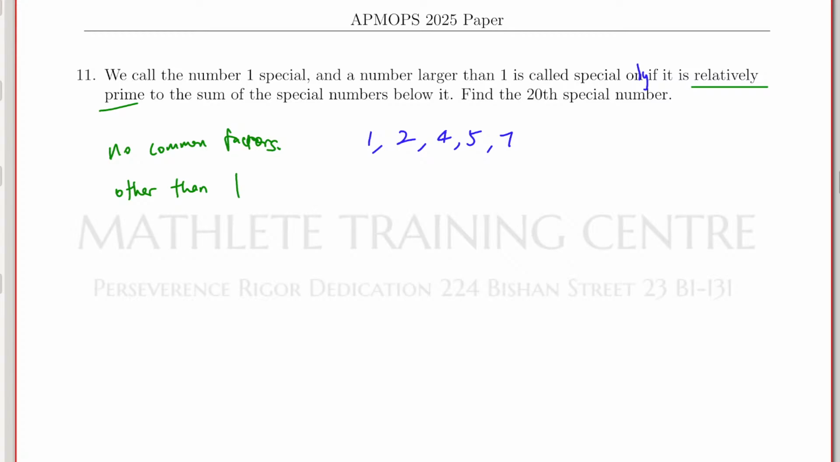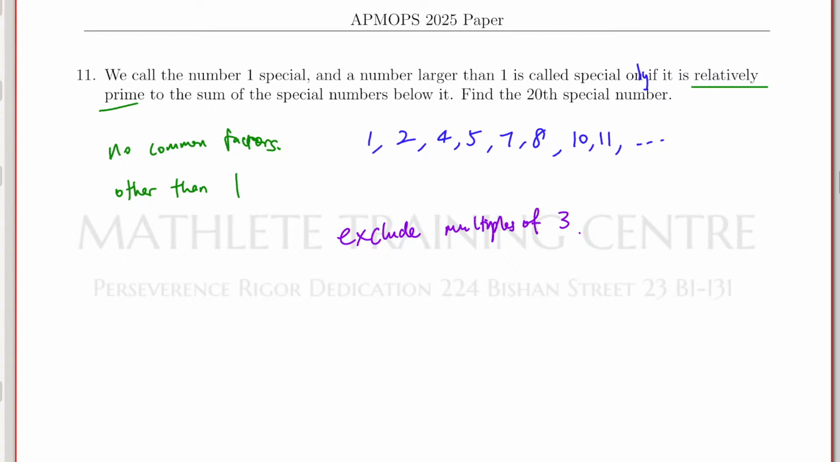19 is the sum right now. Is 19 relatively prime to 8? Yeah. Add 8 in. Now, 19 plus 8 is 27. Is 27 relatively prime to 9? No. Exclude 9. Then you can see it's 10 and so on. Then you might be able to notice a pattern. It seems like basically I only exclude the multiples of 3. Right? I only exclude the multiples of 3.